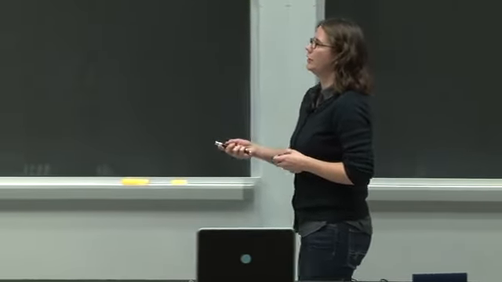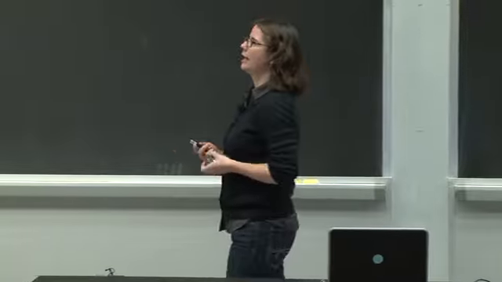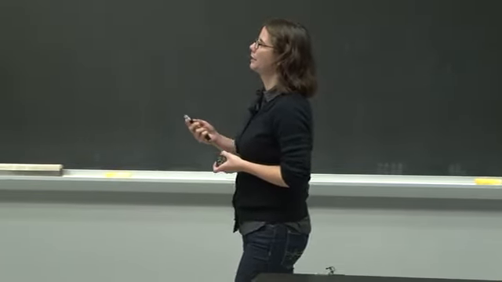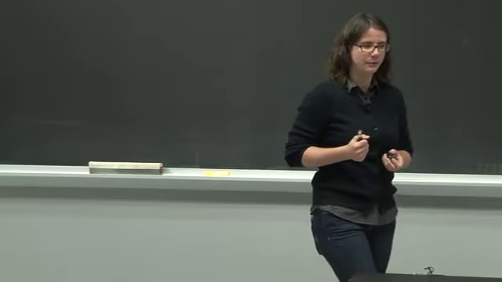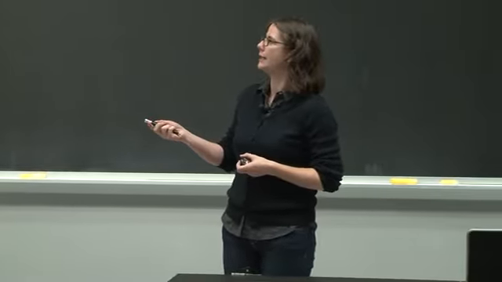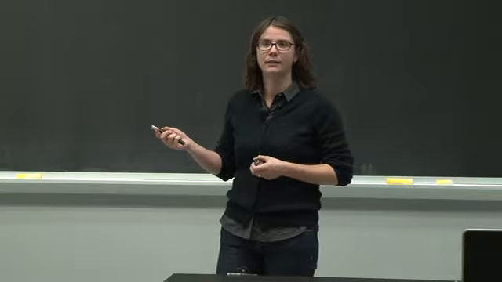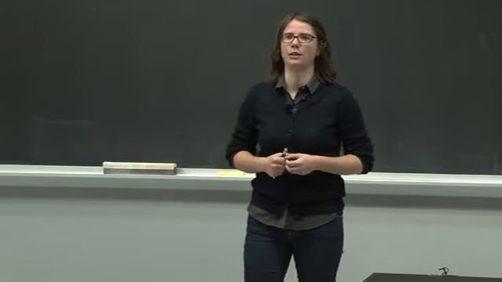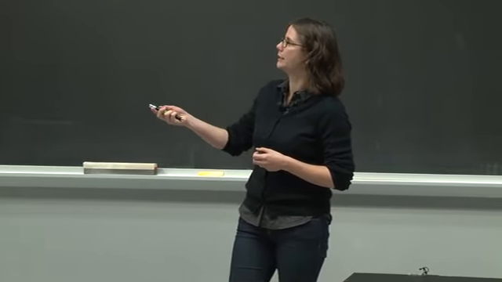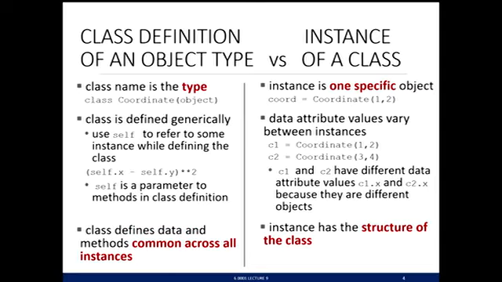So just looking at the coordinate example we saw last time, a little bit more in detail about what that meant. So we had a class definition of an object type, which included deciding what the class name was. And the class name basically told Python what type of an object this was. Okay? In this case, we decided we wanted to name a coordinate.